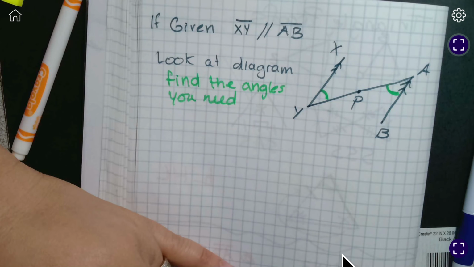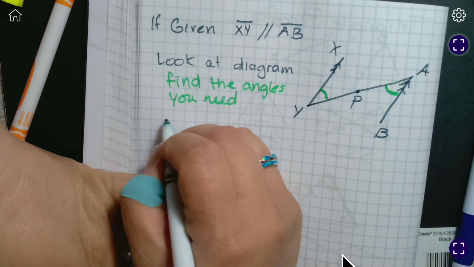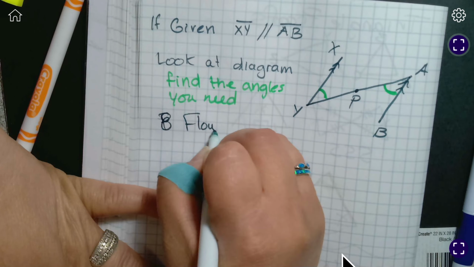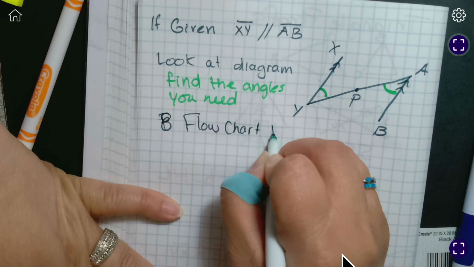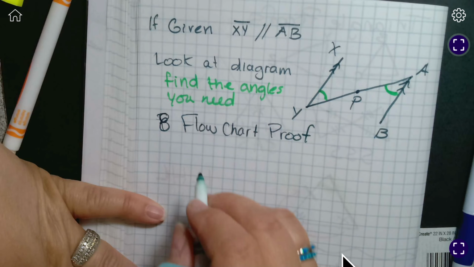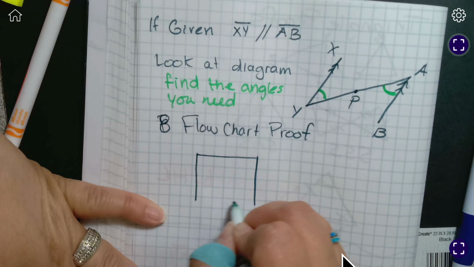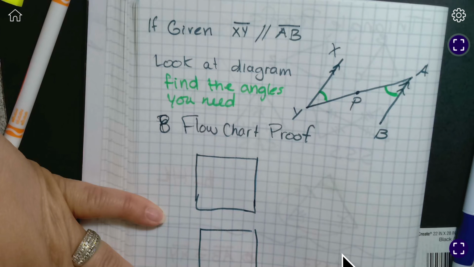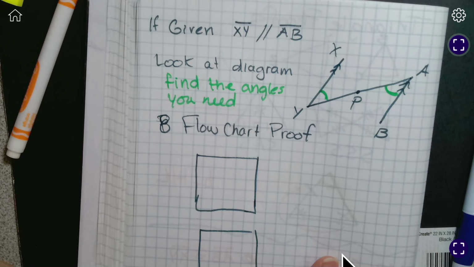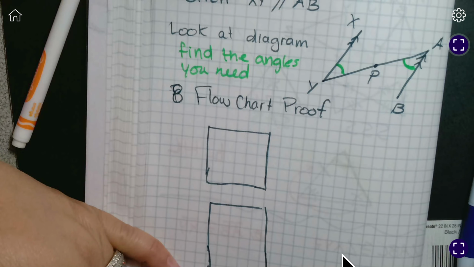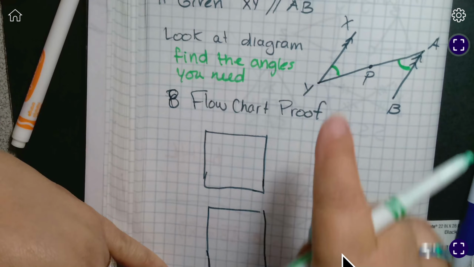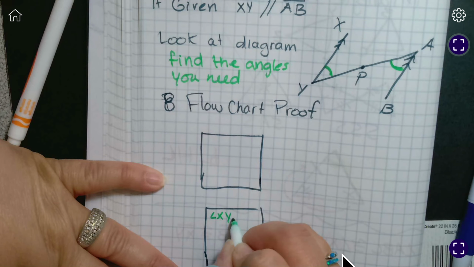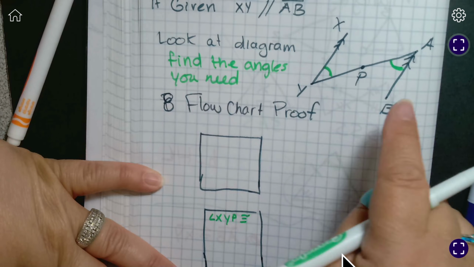Okay, so then what you would write for your proof, you would have two boxes. And then you would have angle XYP is congruent to angle BAP.